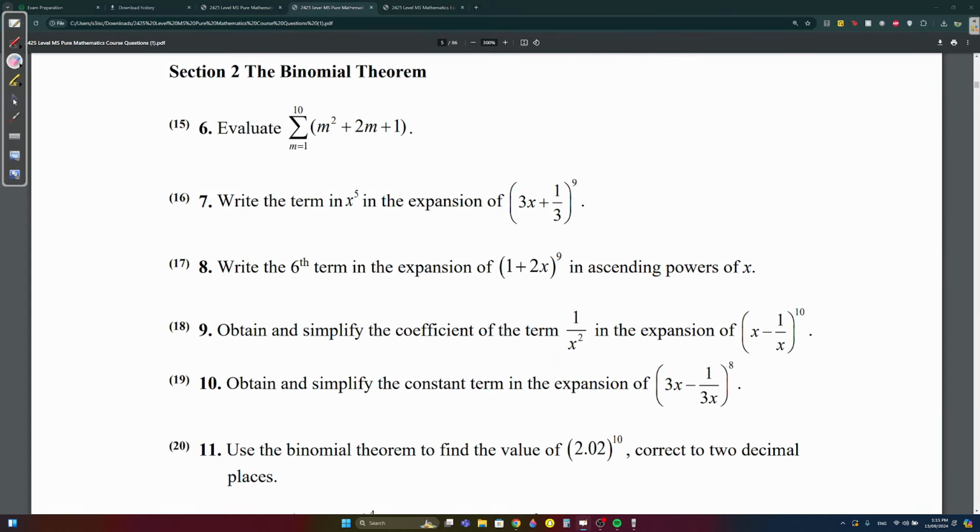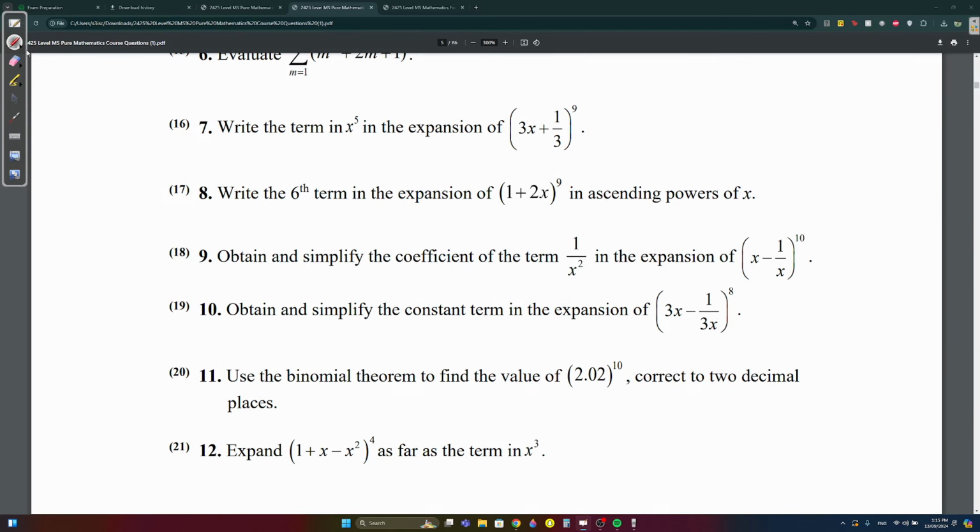378x to the 5. Okay, write the sixth term. When they say the nth term, k is always equal to n minus 1. If they say sixth term, k equals 6 minus 1, so it equals 5.